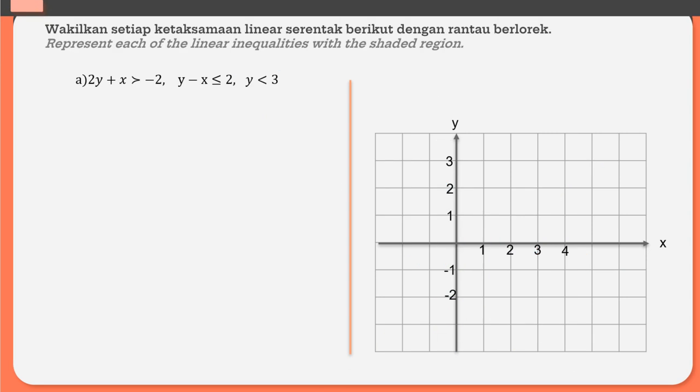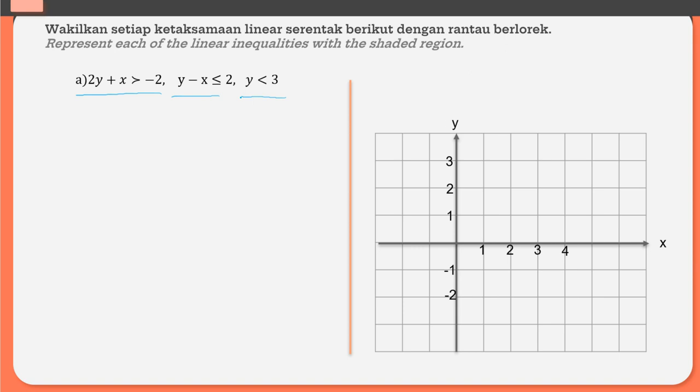Alright, so we move on to the next one. Represent each of the linear inequalities with the shaded region. So here, what is the difference from the previous exercise? You are given 3 inequalities here, but without any line. That means you need to draw the line first.